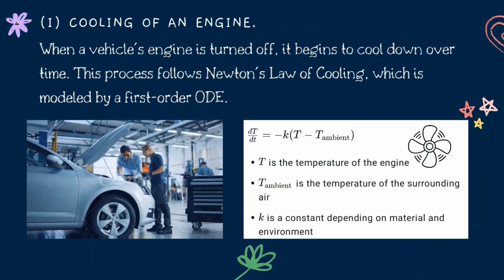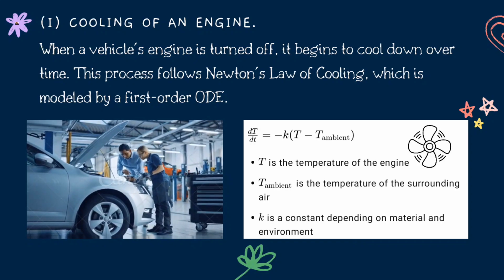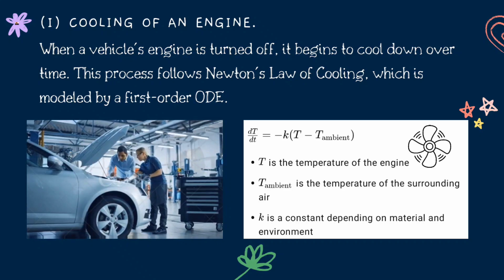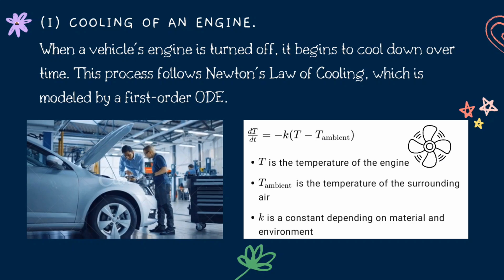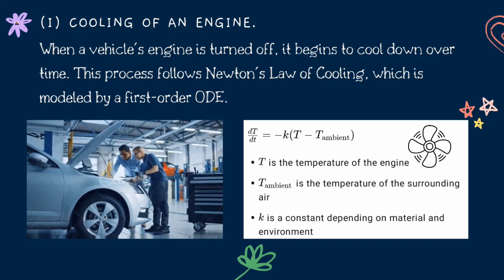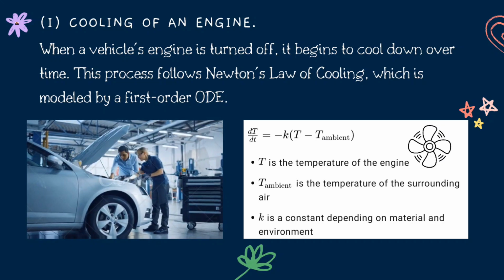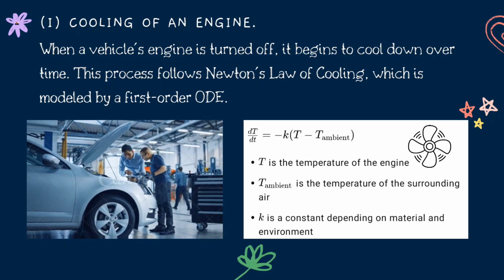Now, look at the examples. First is the cooling of an engine. When the vehicle engine is turned off, it will begin to cool down over time. This process follows Newton's law of cooling, which is modeled by a first-order ODE. Engineers use this equation to estimate how quickly an engine returns to a safe temperature based on the surrounding environment.